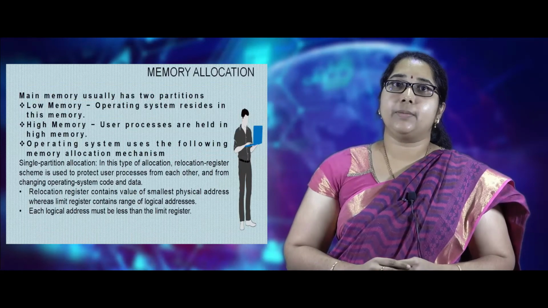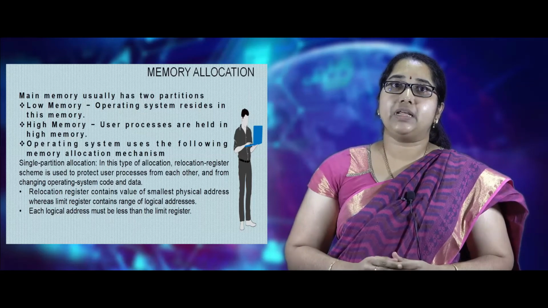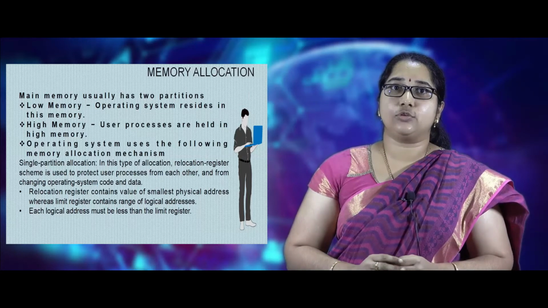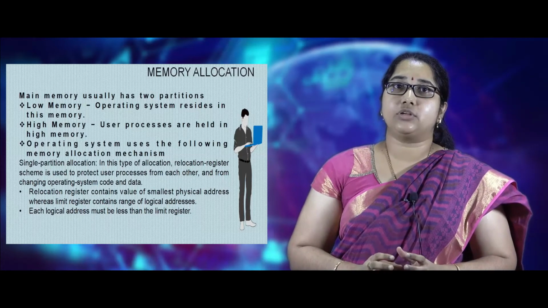Let us discuss memory allocation. Memory can be partitioned into two parts: the lower memory, which contains the operating system, and the higher memory, which contains various user processes. So let us see how we can allocate the memory based on the partitioning.